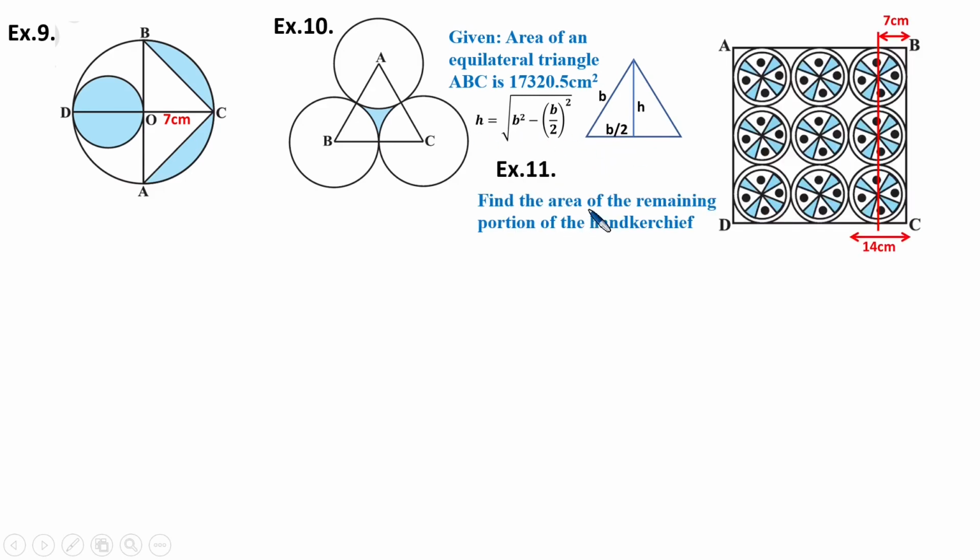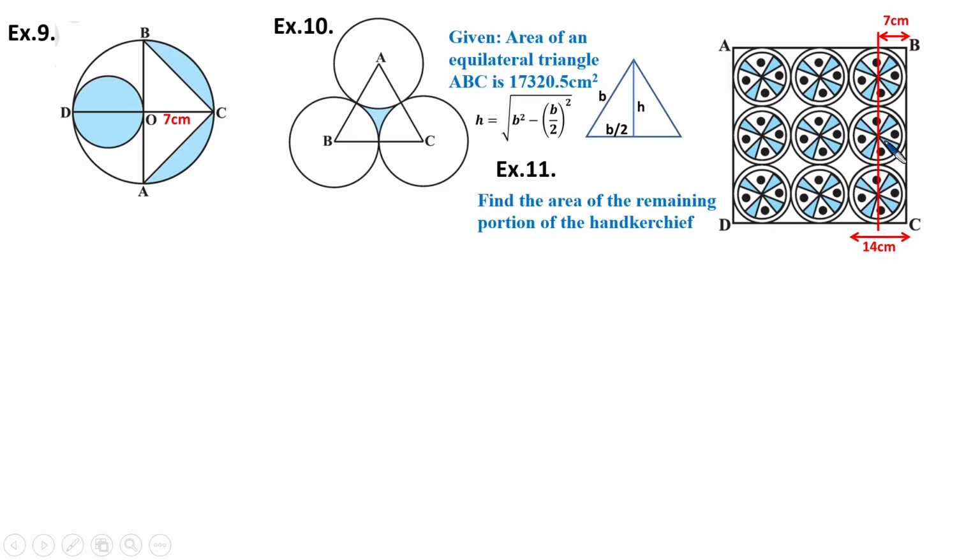Exercise 11, find the area of the remaining portion of the handkerchief. These are the designs. This is given 14 centimeter, so your radius will be 7 centimeter. So you find the area of each of these circles by taking 7 centimeter as the radius. So you have altogether 9 circles.